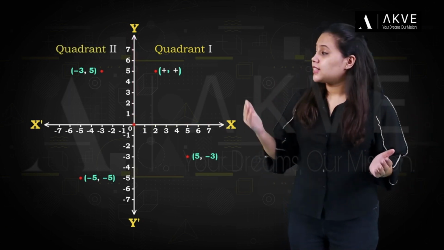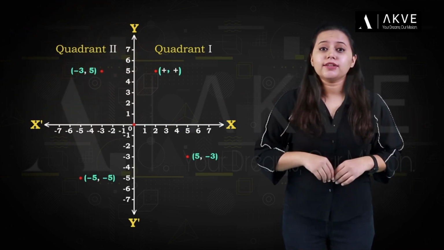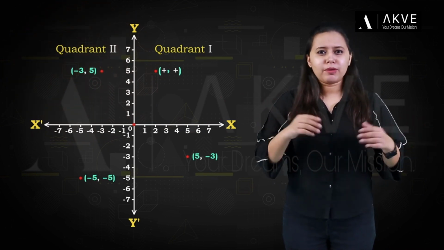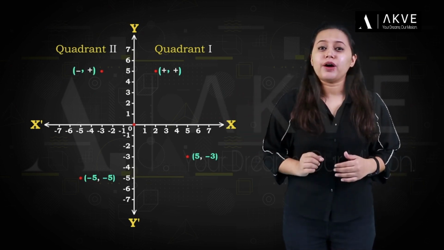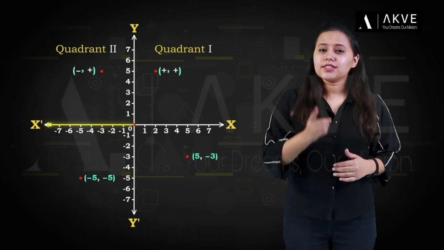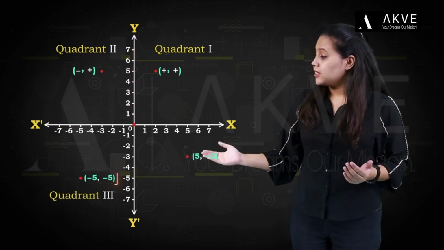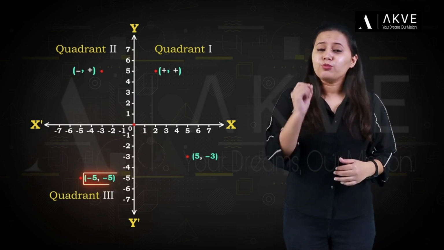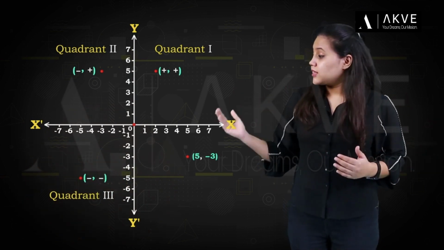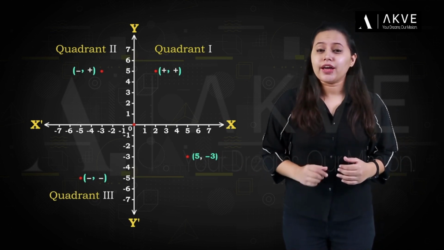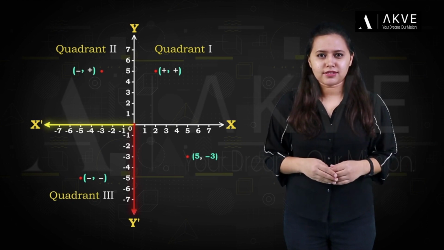If a point is in the second quadrant, then the x-coordinate will be negative and the y-coordinate will be positive because the second quadrant is enclosed by the negative x-axis and the positive y-axis. If a point is in the third quadrant, then both x and y coordinates will be negative because the third quadrant is enclosed by the negative x-axis and the negative y-axis.